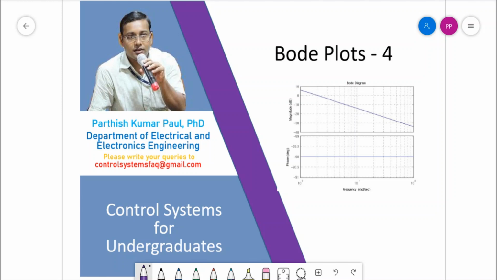Welcome friends, let us start our discussion on Bode Plots. So we have gone through the Bode Plots for type 0 first order system and second order transfer function model.